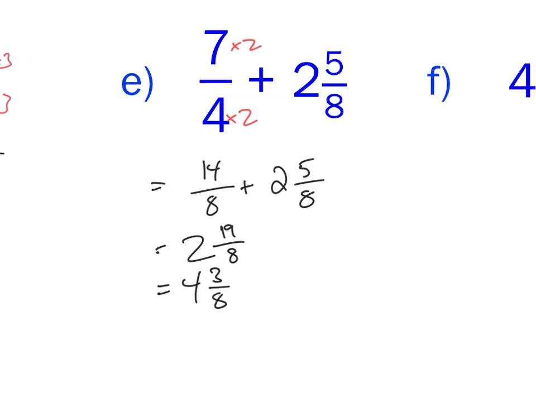Great question. So the 3 came from this. We have 19 over 8. So how many 8s go into 19? 2. Great. What's 8 times 2? 16. 16 plus what is 19? 3. That's where the 3 comes in.